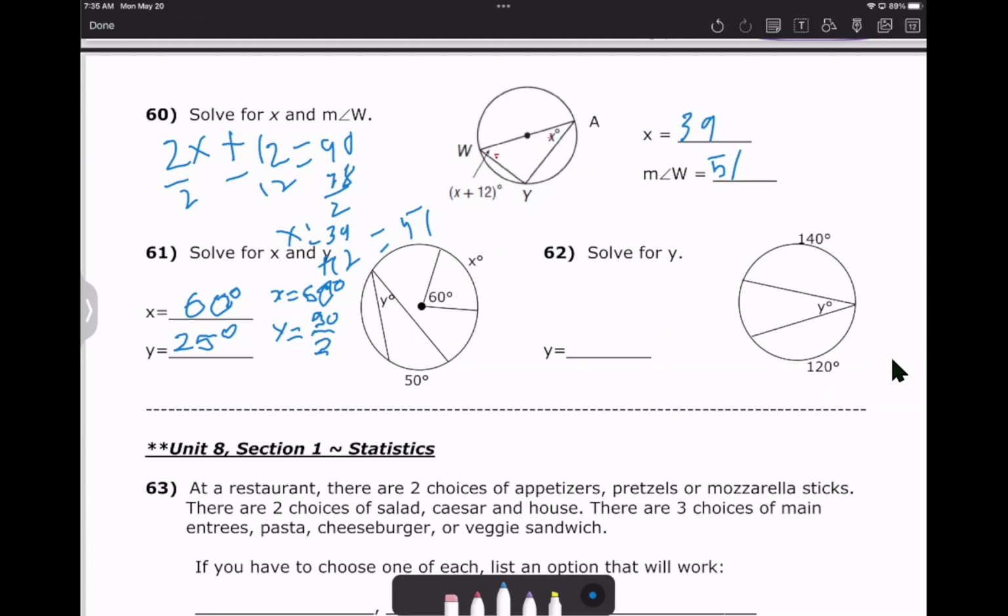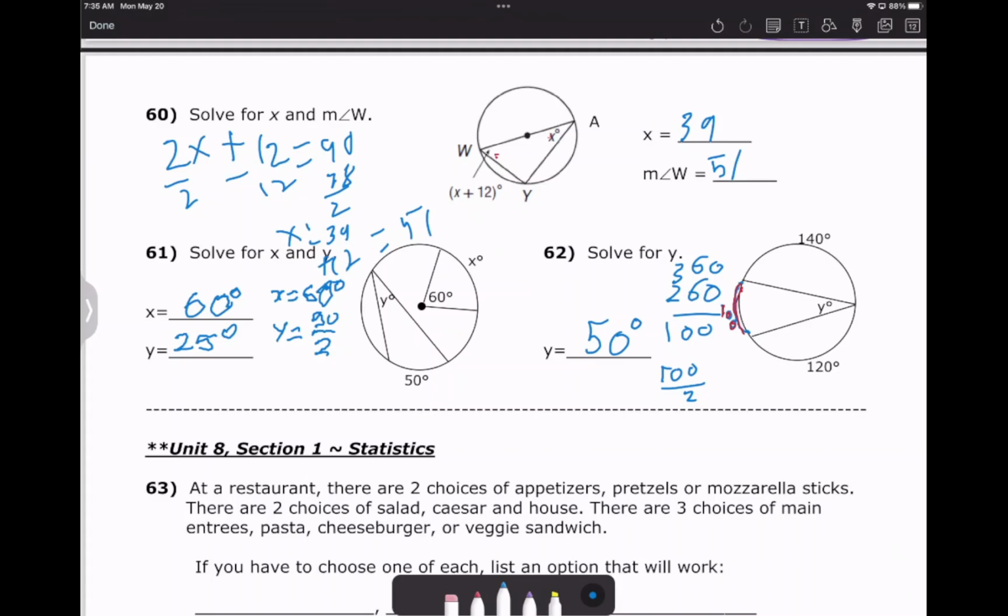Joy. Solve for y. All right. In order to solve for y, we do need its arc. If we have 140 and 120, add them together, get 260. What's left in the circle is 100. And since y is an inscribed angle, it's half of 100, which is 50.